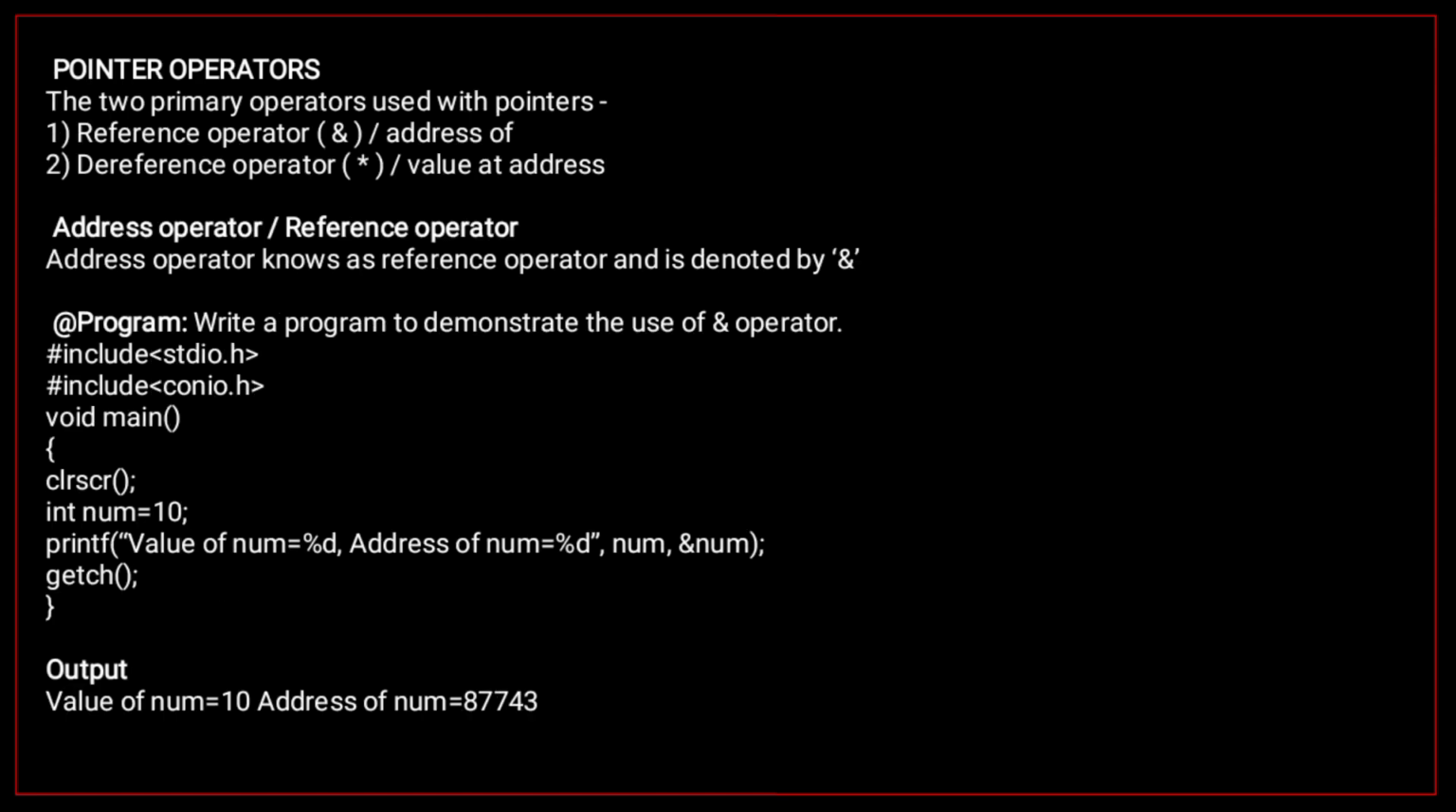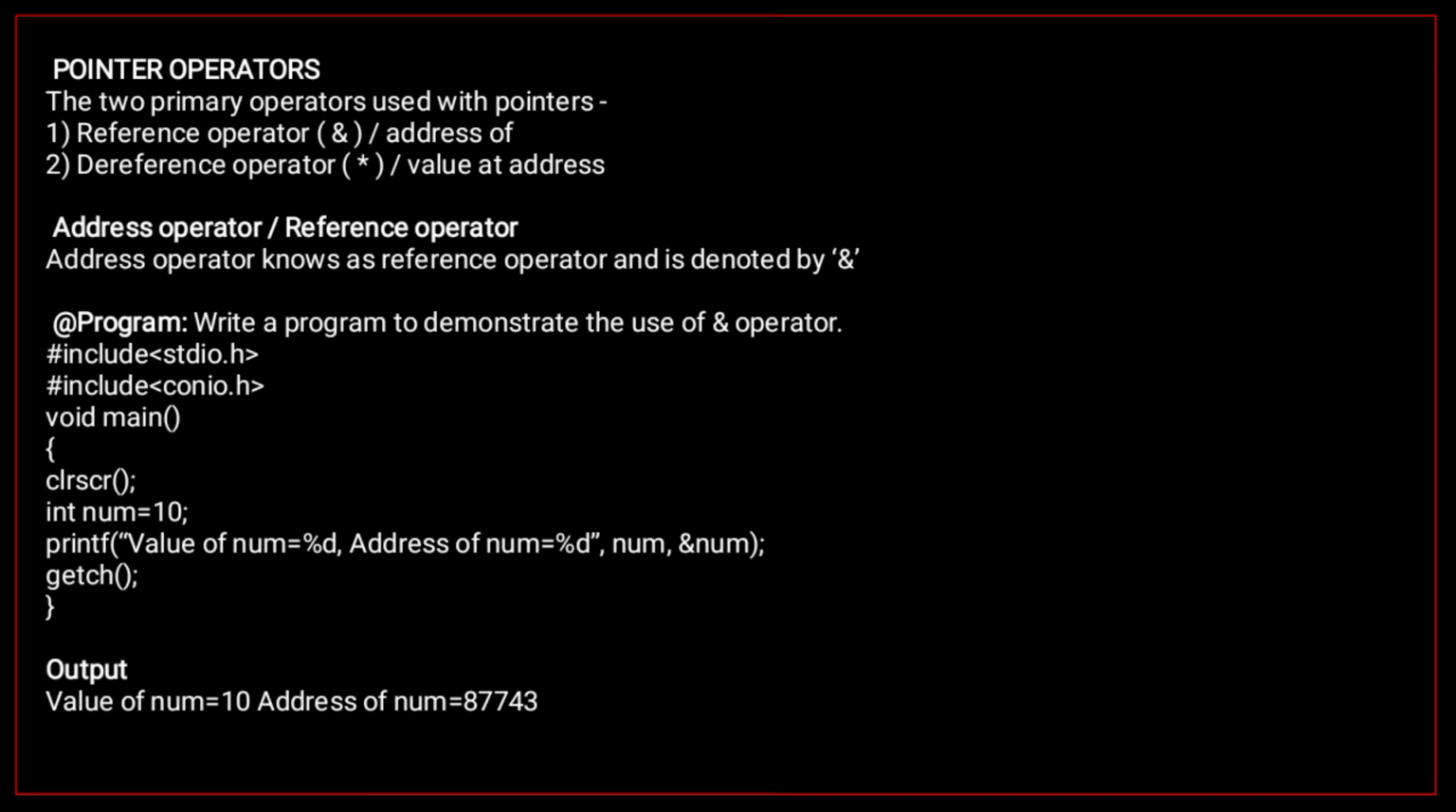Now next, pointer operators. The two primary operators used with pointers. The first is the reference operator. It is represented by the ampersand symbol, that is called address of. And second is the dereference operator. It is represented by the star symbol, that is called value at address.